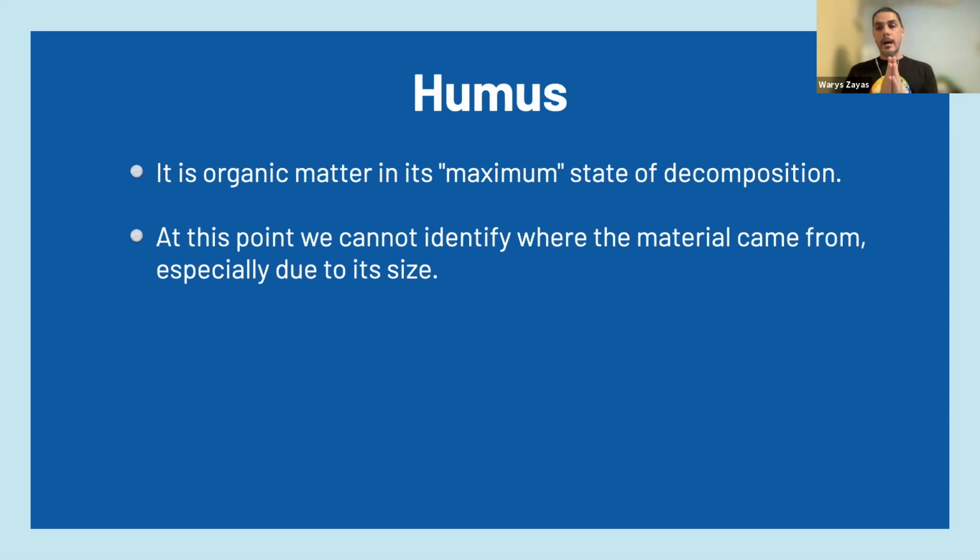And humus is not the food that we make from chickpeas that is really good, but humus is a term that we use to refer to organic matter in its maximum state of decomposition. And I put maximum, quote unquote, because that humus will keep decomposing in soil. Again, with the action of the microorganisms, the humus will keep decomposing, and it will produce substances that we know as fulvic acid, humic acid, and humans.